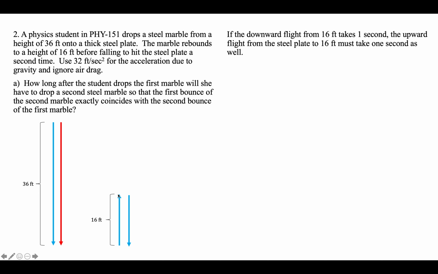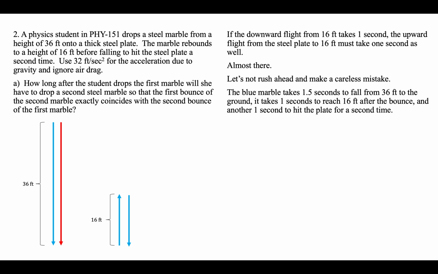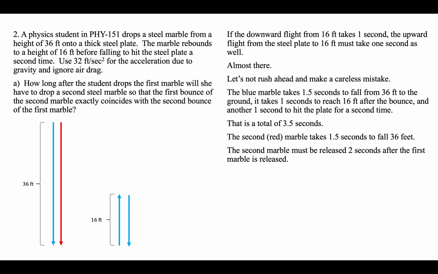All right, so now we have the total time for the second bounce. But let's not rush. Let's not be careless. The blue marble takes 1.5 seconds to fall 36 feet. It takes 1 second to go back up to 16 feet. Another 1 second to come back down from 16 feet. That's 3.5 seconds. The red marble takes 1.5 seconds to fall 36 feet. The blue marble takes 3.5 seconds for the second bounce. So it looks like we're done. The second marble has to be released 2 seconds after the first marble is released. That's the answer to part A.